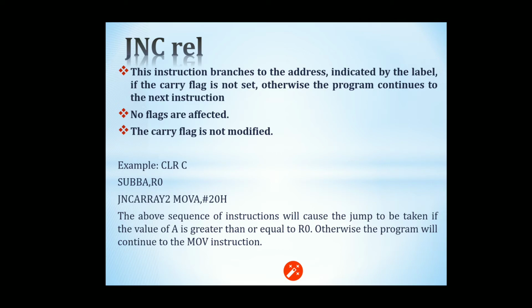JNC rel. This instruction branches to the address indicated by the label if the carry flag is not set. Otherwise, the program continues to the next instruction. No flag will be affected. The carry flag is not modified in this instruction.